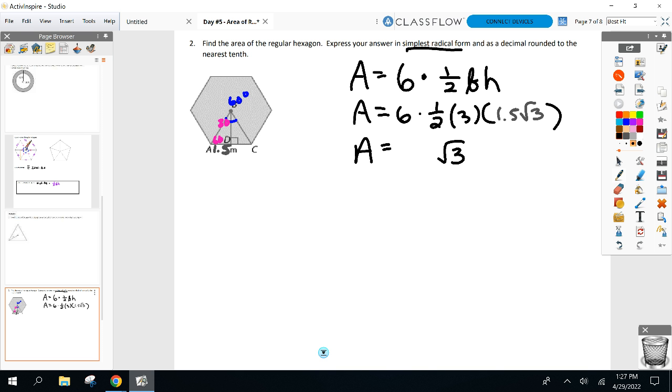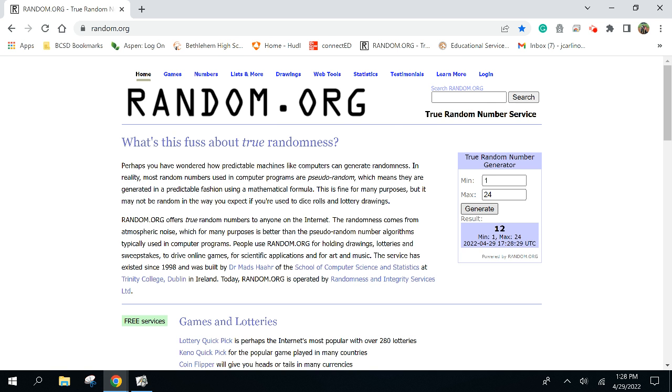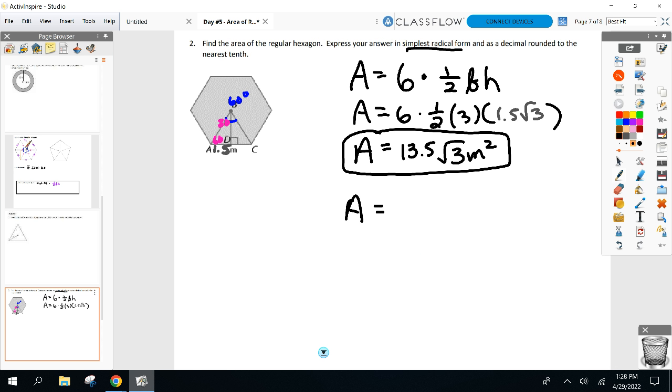Okay. So when I multiplied everything, I got 13.5. Is that what you wanted? Also leave it as a decimal rounded to the nearest tenth. When you're ready for that. 23.4. Thank you.